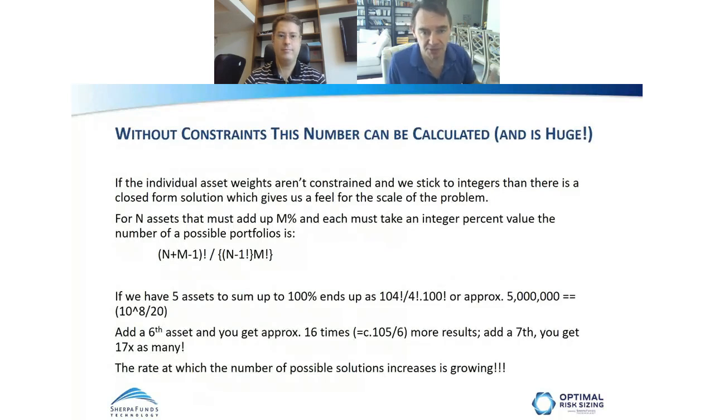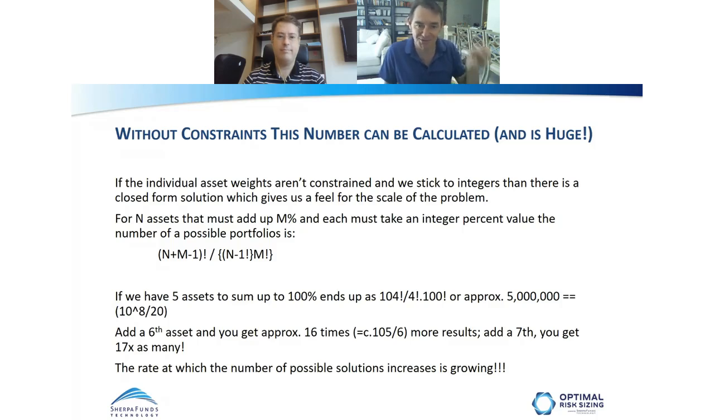Actually, as you increase, we know how many possible portfolios there are for a very simple problem set. If you just use integers, so everything has to be a whole number of percentage points, you end up with this formula. We won't go into it, but the point is that at 5 assets, the number is around 5 million. And every asset you add, the rate at which that number increases also gets bigger. So at 6 assets, it's about 16 times that, and 7 assets, it's about 17 times that.